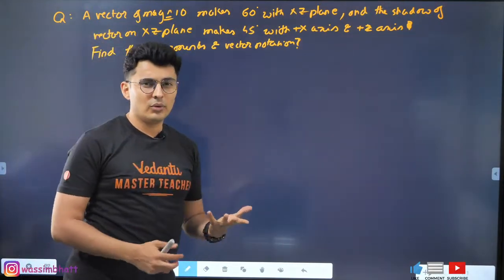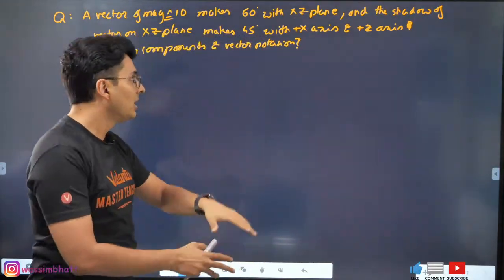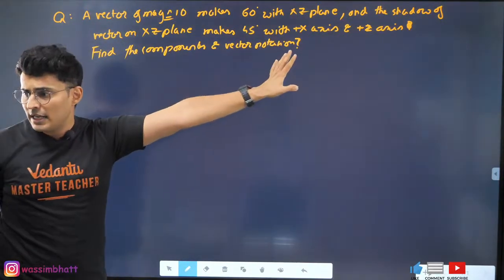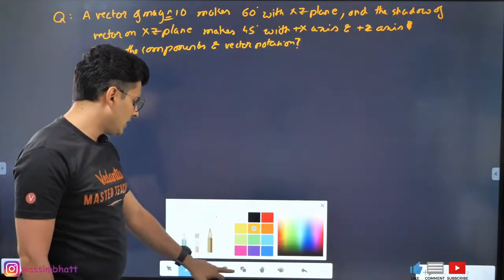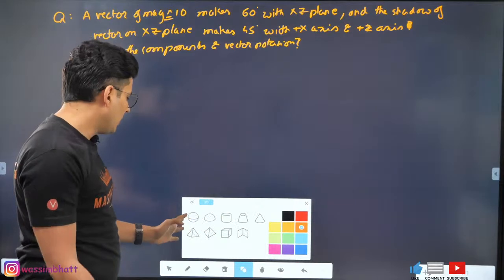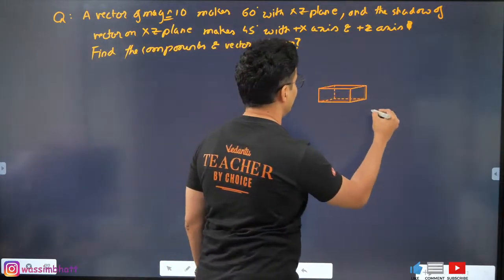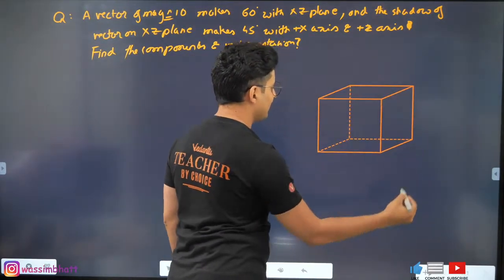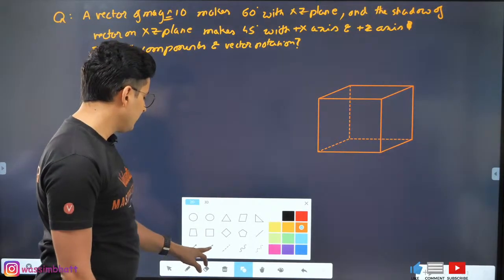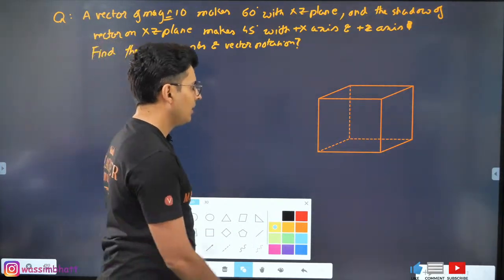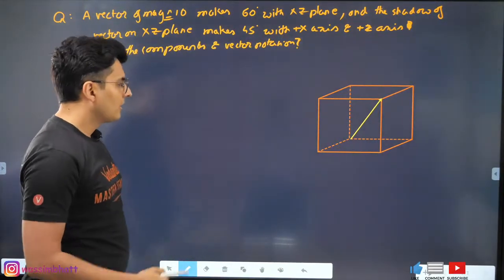First of all, what did I tell you? Whenever you see a vector in 3D, try to imagine a cuboid. Probably that will solve many of your problems. Especially this kind of problem is going to require some visualization. So let me draw a cuboid. Let me also show the vector itself, starting from here to here. This is our vector.